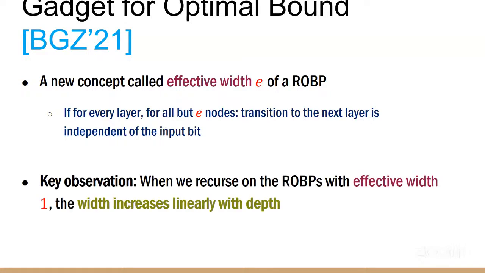So what is the key observation? The key observation is that when we recurse on read-once branching programs with effective width 1, then the width increases linearly instead of exponentially. Because the effective width is 1, only at one node do we care about what the next input bit is, and if that input bit is the outcome of another read-once branching program, I only need to expand it there. For everything else, I can keep the read-once branching program the same. So basically, during this recursion, the width is increasing linearly instead of exponentially.